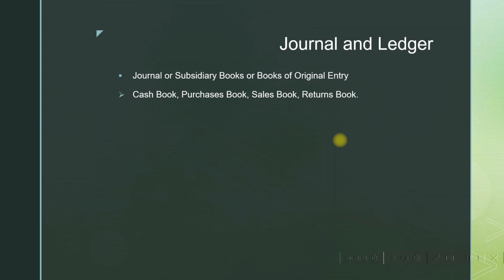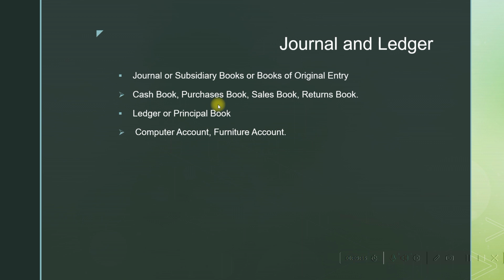Hence, journal, cash book, purchases book, sales and returns book, which facilitates the preparation of accounts of the ledger, are called subsidiary books. So journal, cash book, purchases book, sales book and returns book are called subsidiary books or books of original entry. On the other hand, the books that contain the different accounts is known as ledger. So that is ledger. Ledger is principal book, okay?